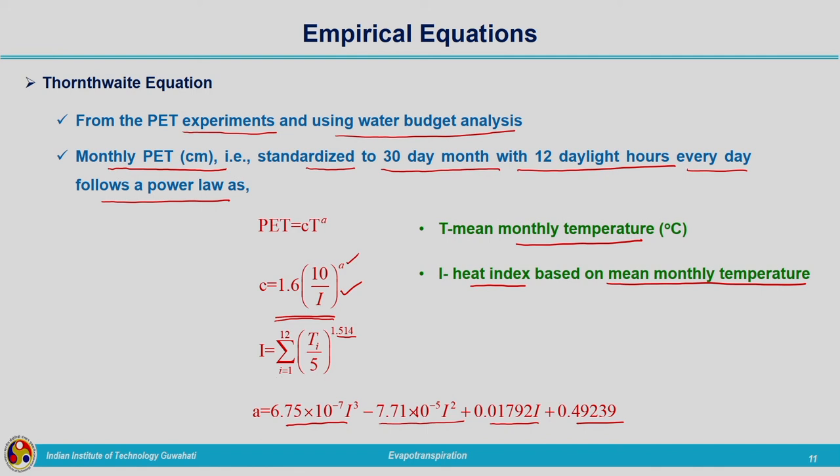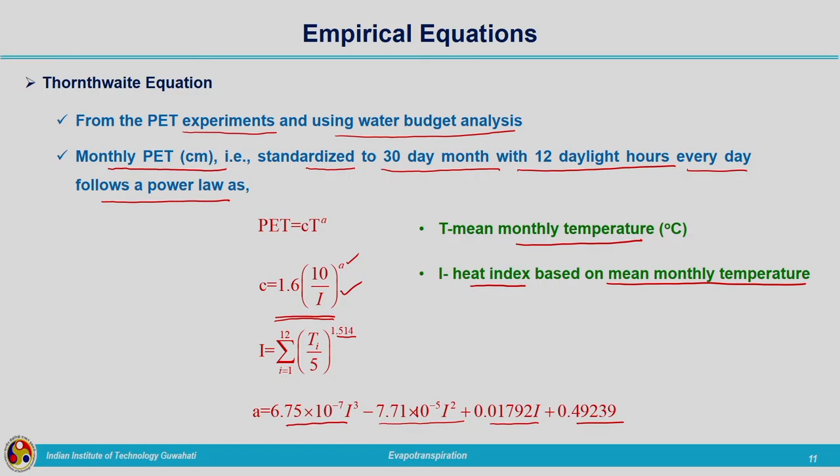A is a function of the heat index I. How can we calculate I? We know, by making use of the monthly mean temperature. So, first I will be calculated from the available monthly mean temperature values. Once I is obtained, we can calculate the value of A, and C can be calculated. Based on this power law, that is PET is equal to C T to the power of A, we can calculate the potential evapotranspiration, that is, the monthly potential evapotranspiration in centimeters.